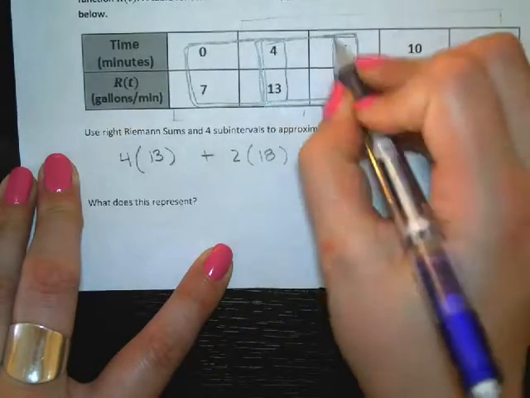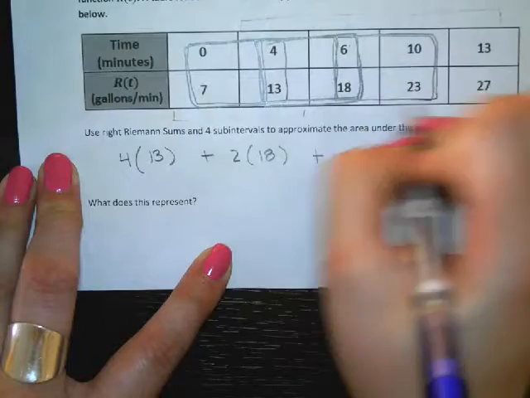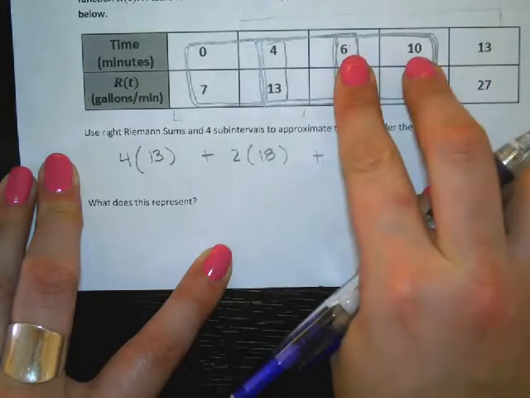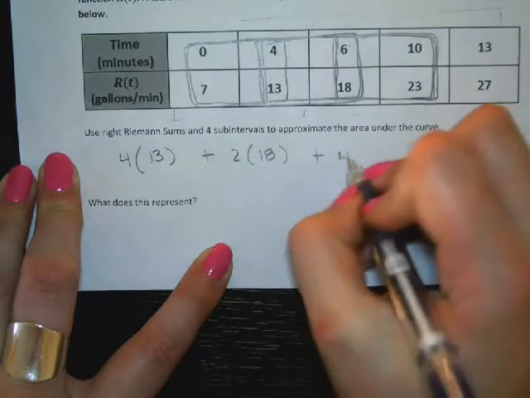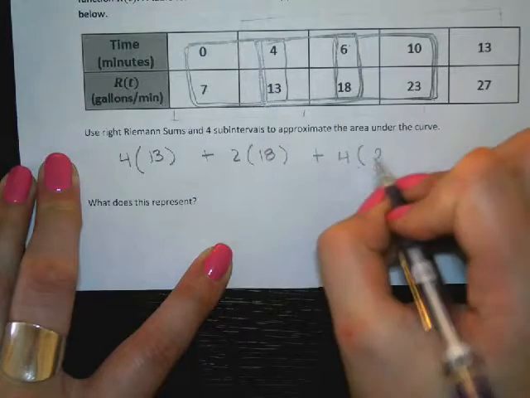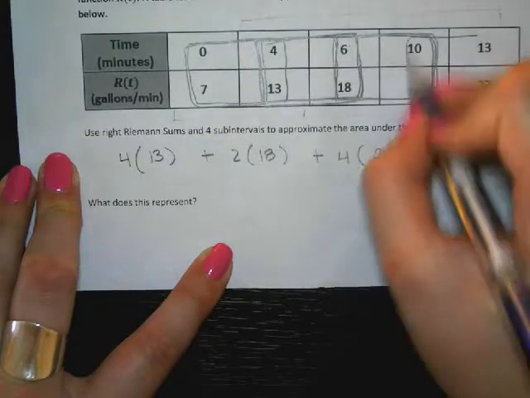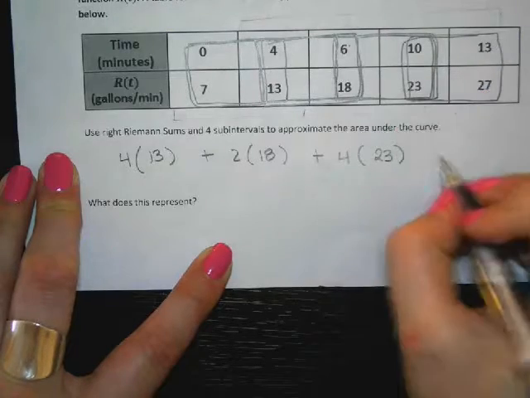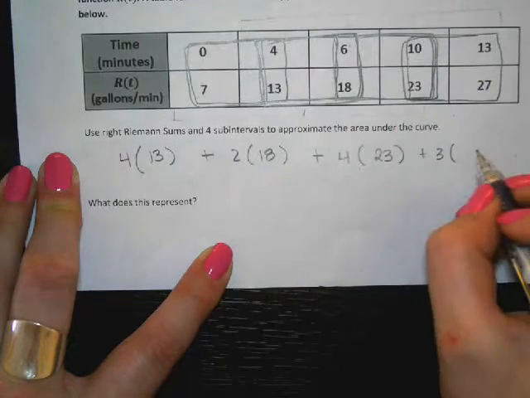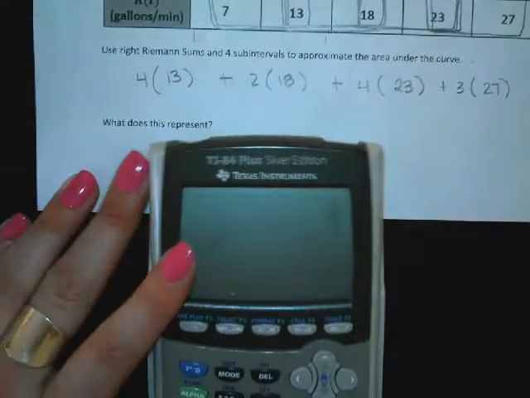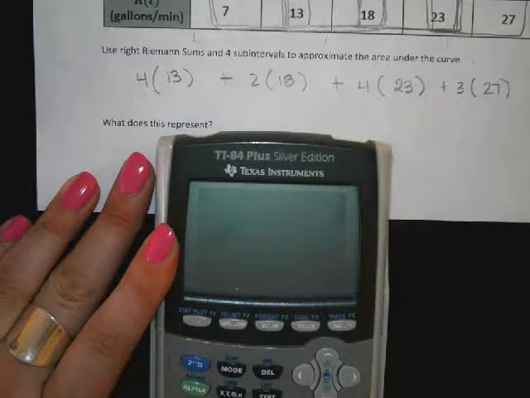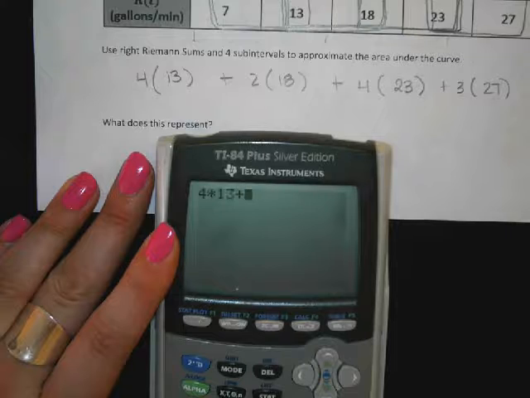Alright, here's our next one. From 6 to 10 is 4. The height would be 23. And then the last one is 3, and the height is 27. So we're going to go ahead and type those in our calculator. Now, notice this time we can't take out a GCF because there isn't one. All the widths were a little different.